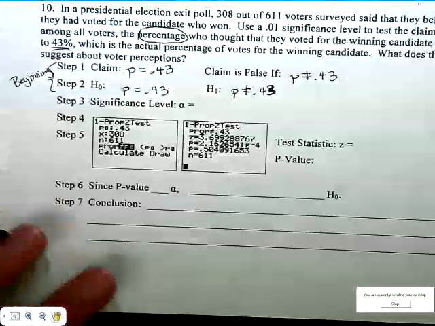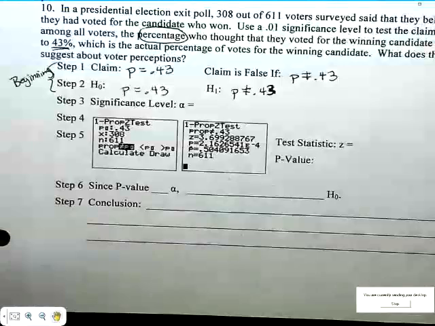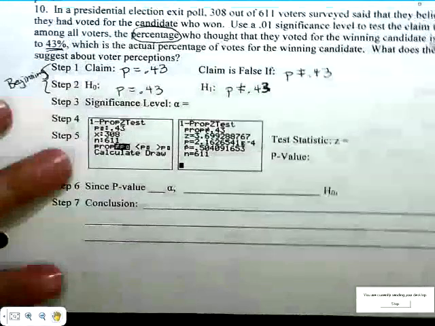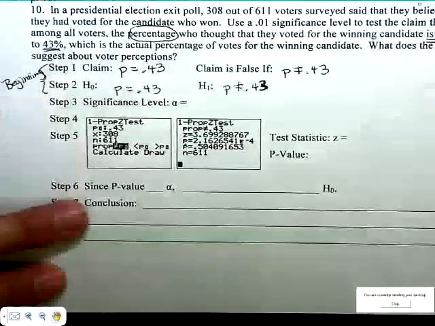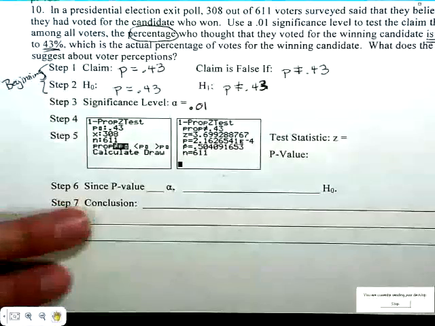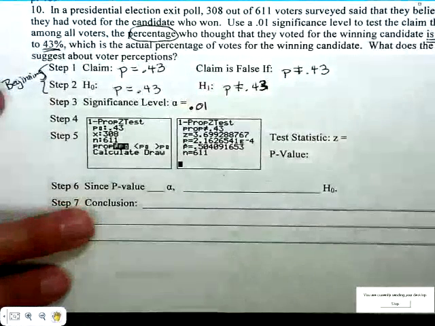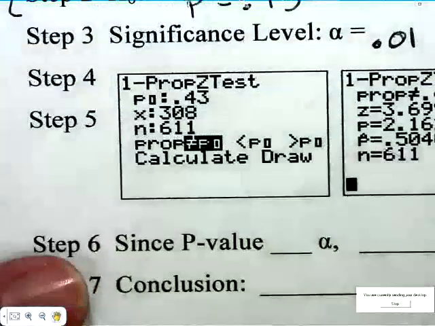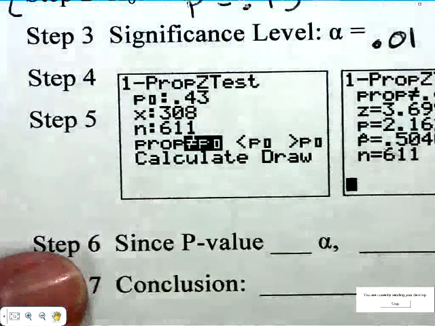Hang on just 1 second. You're one tiny notch ahead of me. What's the significance level we're going to use? 0.01. And now I have everything written down that I need to enter on the calculator in one prop z test. So everybody get to this screen. One prop z test is stat and then test and then number 5.